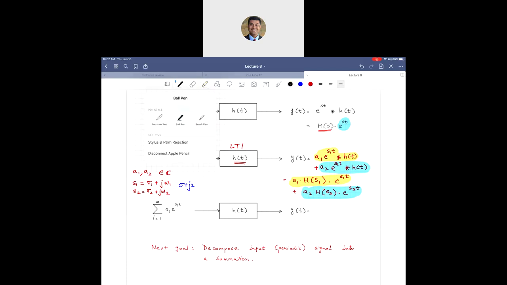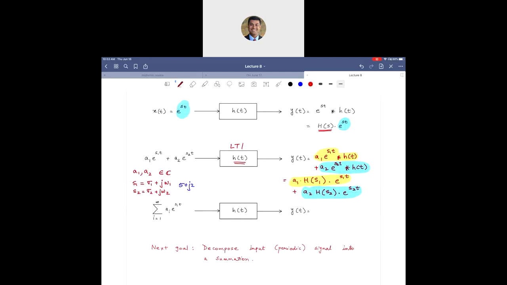Let's see. All right, so now we can move on to the last one here, where in general, the input is now a summation of a bunch of complex exponentials, and we are using an index I to denote that it is going to be an infinite series going from 1 to infinity, a sub I e to the s sub I t. Those are my inputs. What is going to be the output?